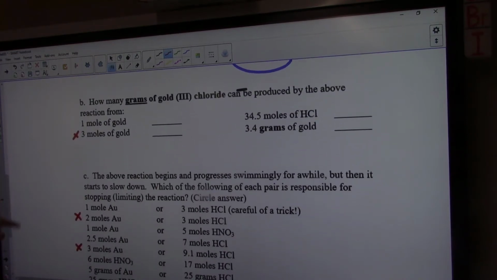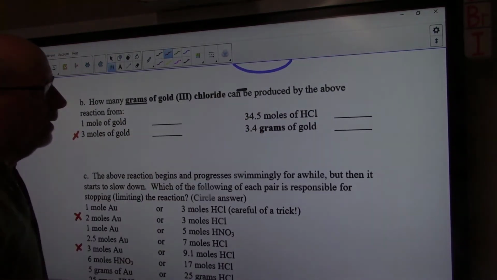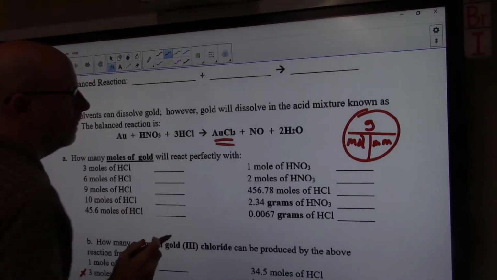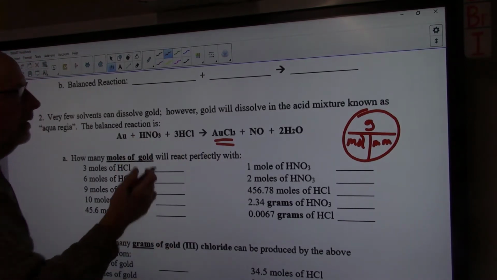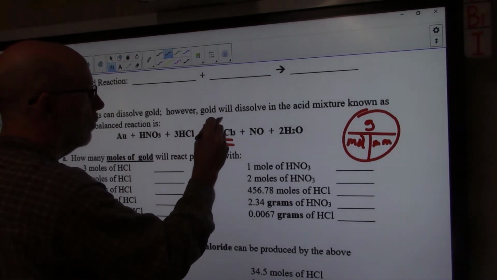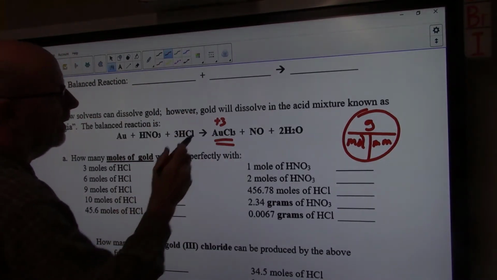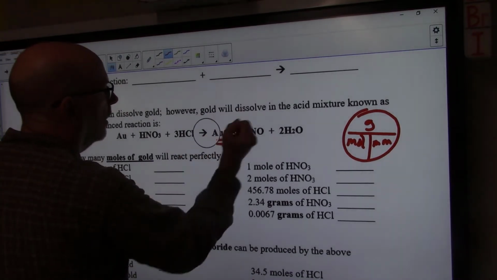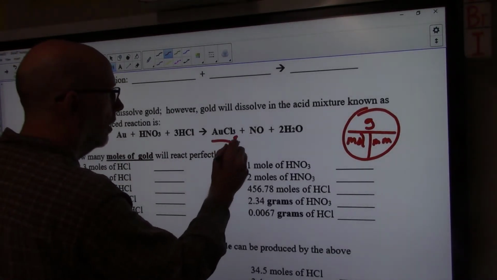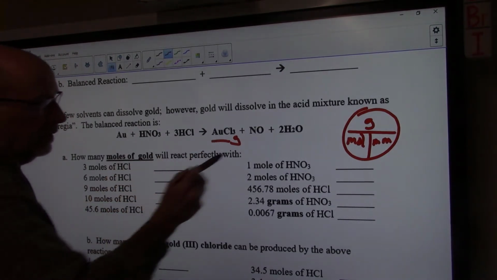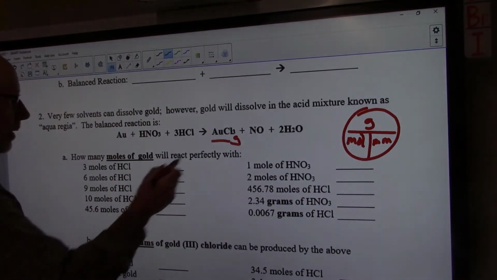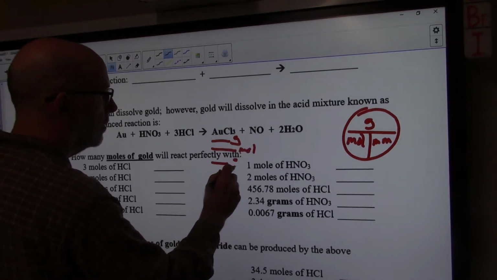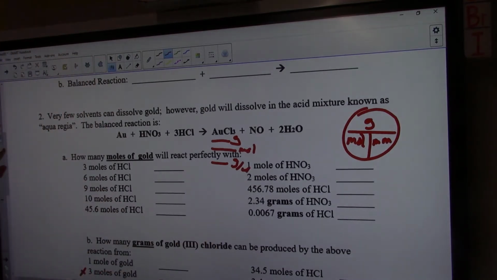Let's go down here. So how many grams of gold 3 chloride can be produced by the above reaction? Here's gold 3 chloride right here. Gold 3. Gold is in the middle of the periodic table. The Roman numeral 3 means gold has a +3 charge. Chloride, I see on the periodic table, gets a -1, crisscross applesauce. AuCl3 is my formula, so I need the grams. So I'm going to have to calculate those grams using moles times molar mass. So I need to figure out the moles of this, and I also need to know the molar mass, grams per mole.